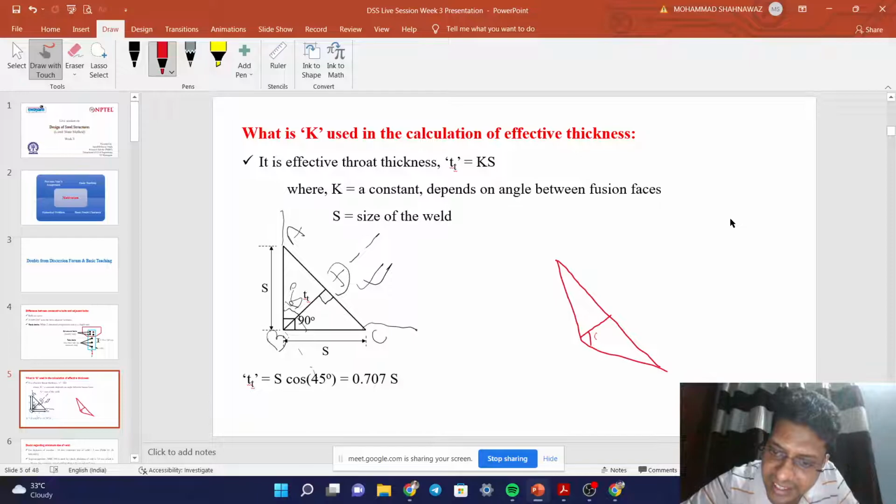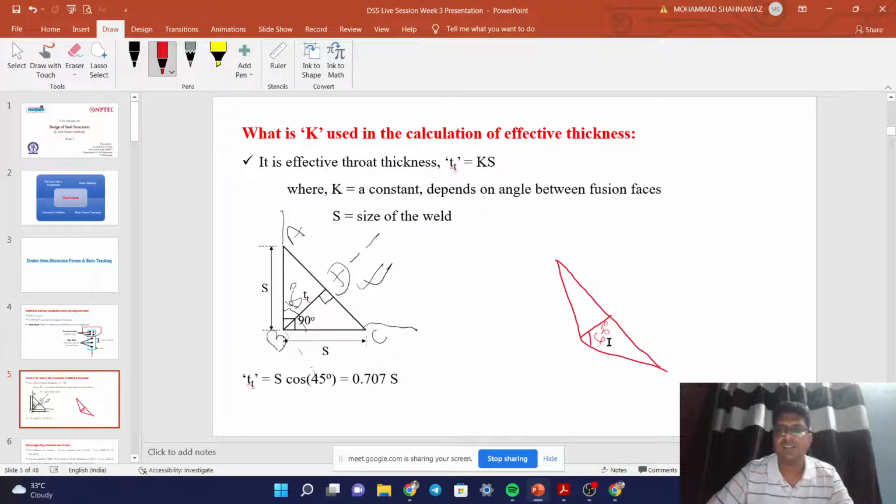Now our angle is 60 degree. 0.5, sir. Yes, 0.5. Okay, thank you. So likewise, we can calculate S cos 60 degree is equal to 0.5 S. So K is nothing but the coefficient which is used to calculate the throat thickness and which depends upon the angle between the fusion faces.